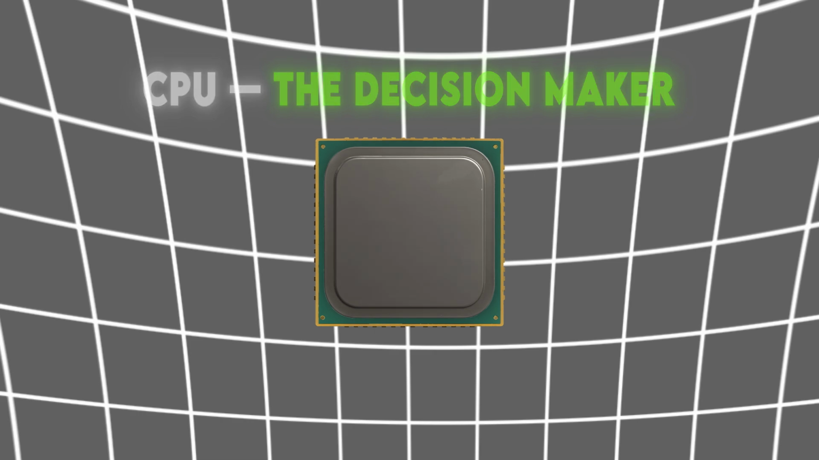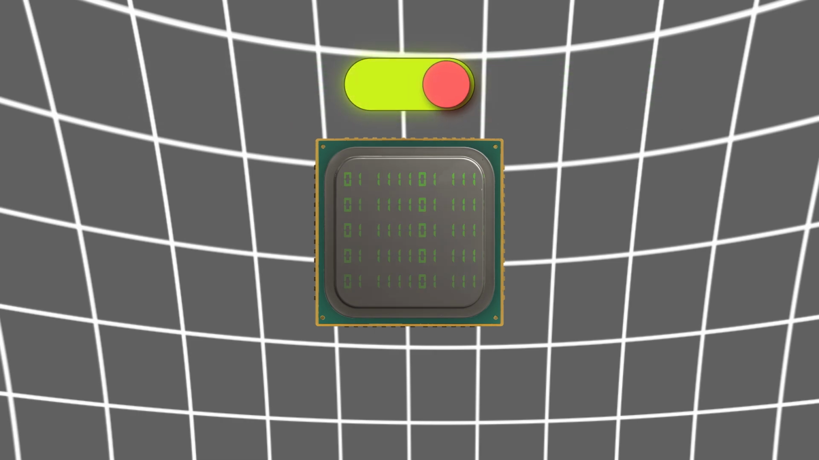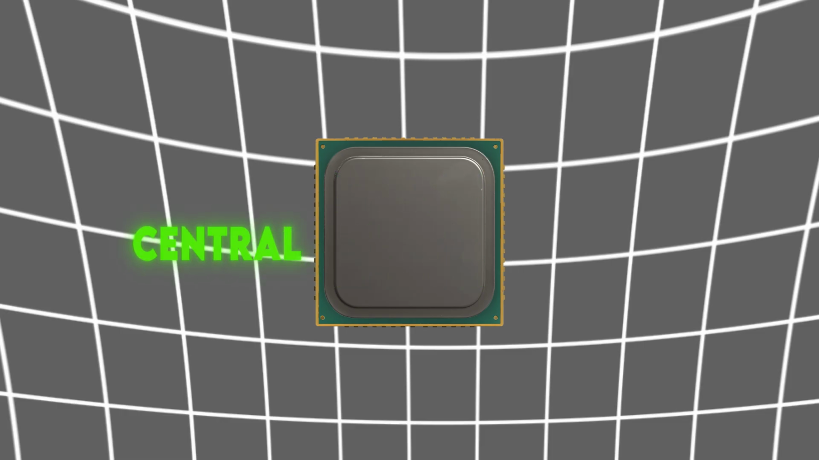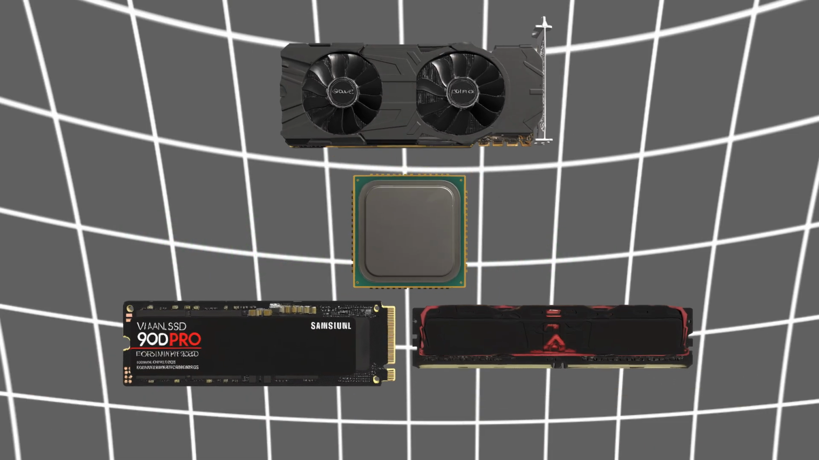CPU, the decision maker. Once the computer is powered on, the CPU starts working. It is the part responsible for processing instructions, which is why it's called the central processing unit. The CPU acts like the brain of the computer. It constantly processes incoming information from other components and sends instructions throughout the system. Without the CPU, the computer has power but no direction.